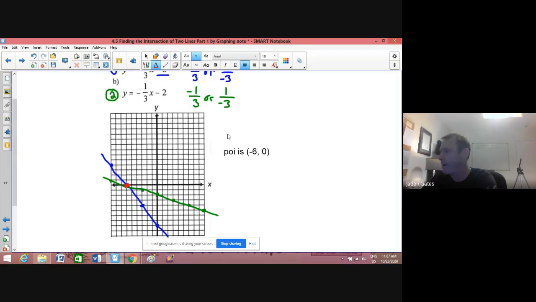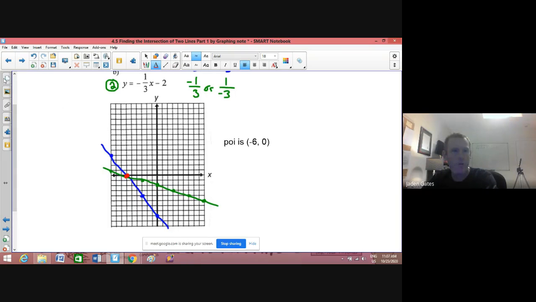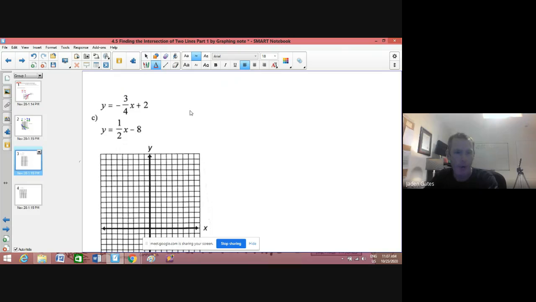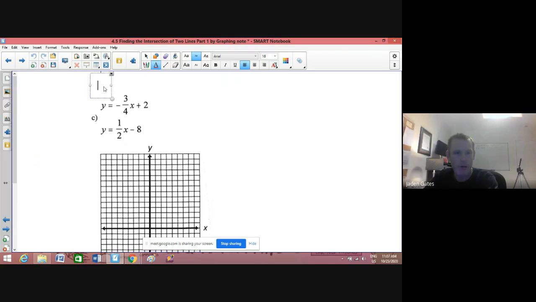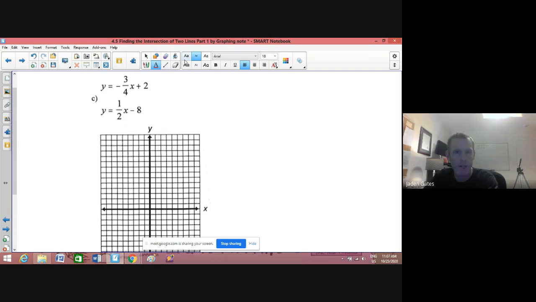All right, let's do one more before we get into algebraically. So let's see here. Flip it over. There we go. All right, so here's our next example. Again, we got our 2 lines. And so I'll do line number 1. All right, so I got a 2. So my y-intercept is 2. Let's plot that in there.